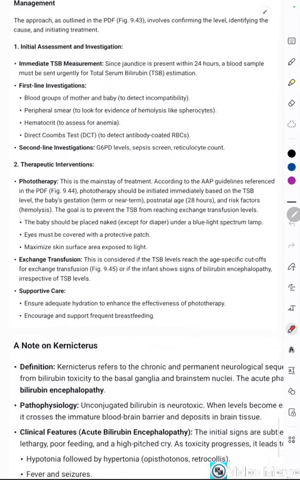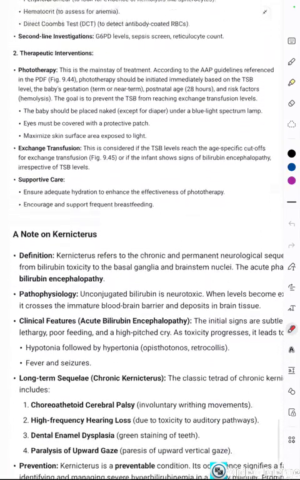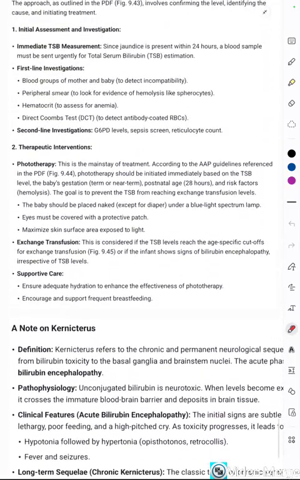Then the therapeutic interventions will be phototherapy. Phototherapy remains the mainstay of the treatment, and an exchange transfusion can also be done. Supportive care in the form of adequate hydration and encouraging and supporting breastfeeding. The therapeutic interventions have been covered in the previous video.